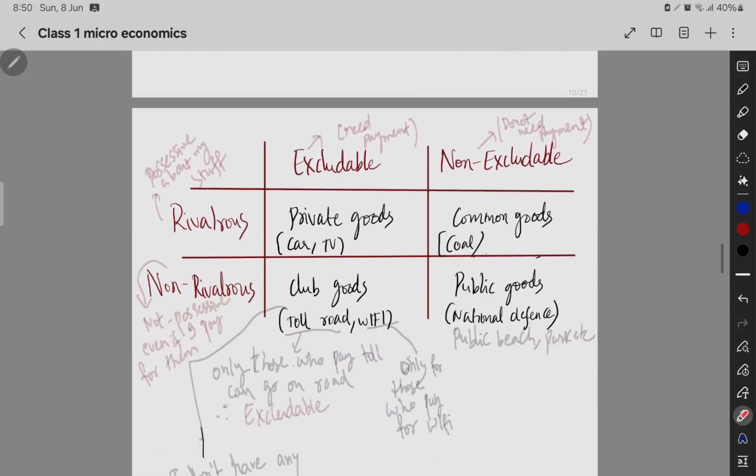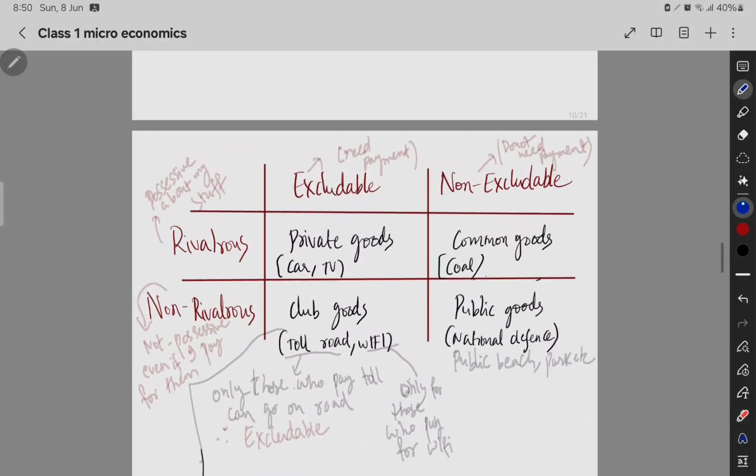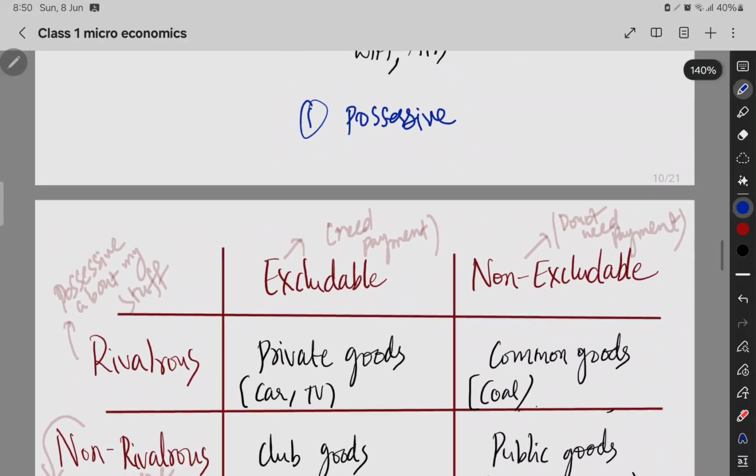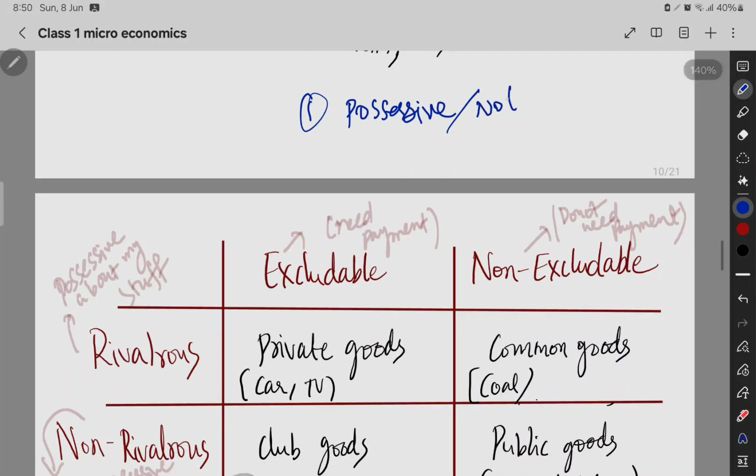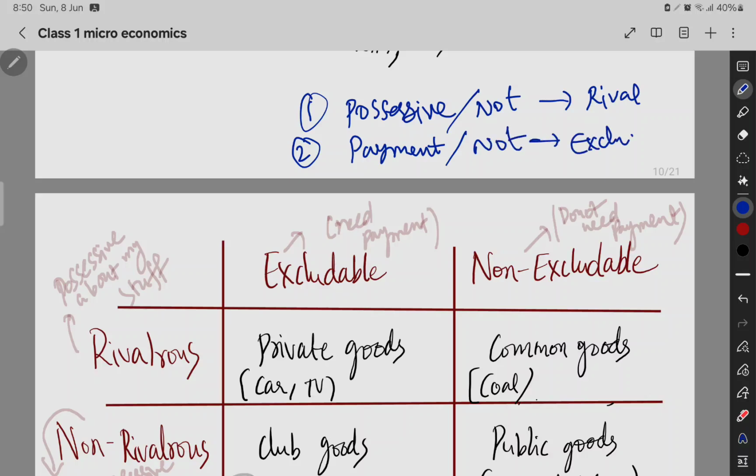You need to always ask two questions. Possessive or not possessive? Possessive implies rivalrous, and non-possessive implies non-rivalrous. And payment or do not require payment, that talks about excludable or non-excludable.